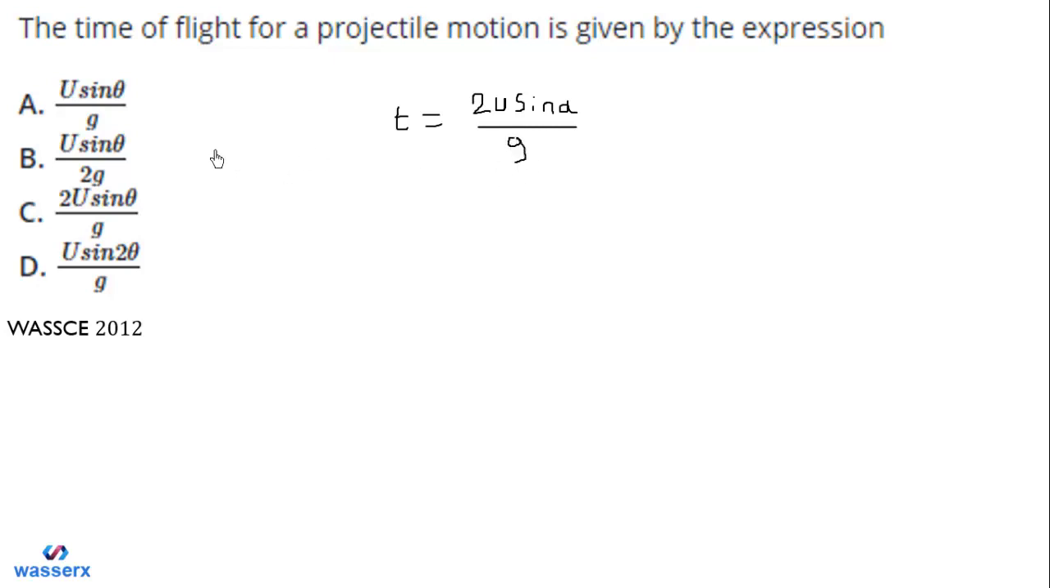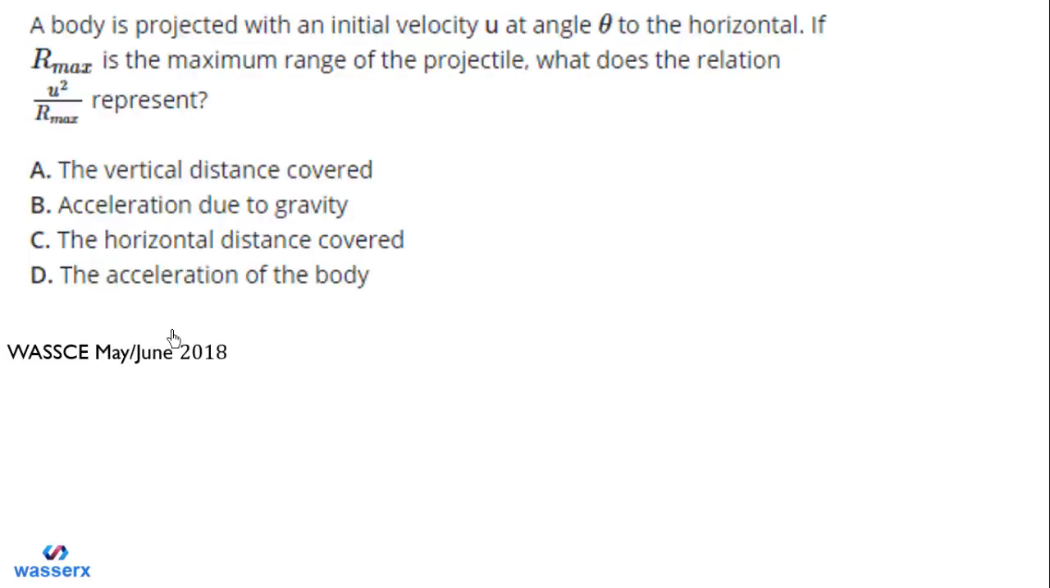So in this case, the correct answer is C. You just replace theta with alpha. So in this case, theta is the angle that the initial velocity u makes with the horizontal. So that is WAEC 2012 for you. Now let's proceed to the next question.